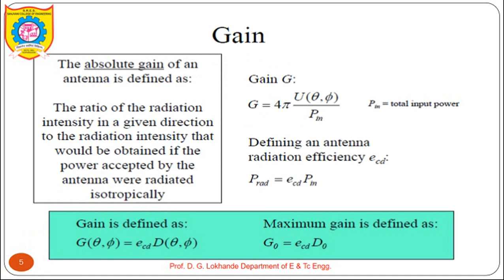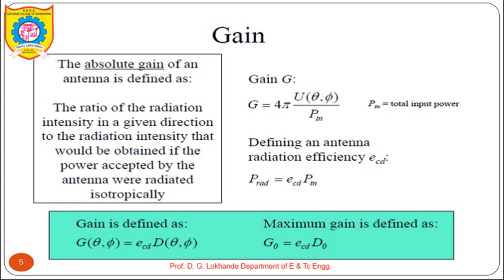Now the gain, we know very well what exactly the gain is. So the absolute gain of an antenna is defined as the ratio of the radiation intensity in a given direction to the radiation intensity that would be obtained if the power accepted by the antenna were radiated isotropically. So this is the proper definition of the gain, where we need to be observant of the absolute gain.